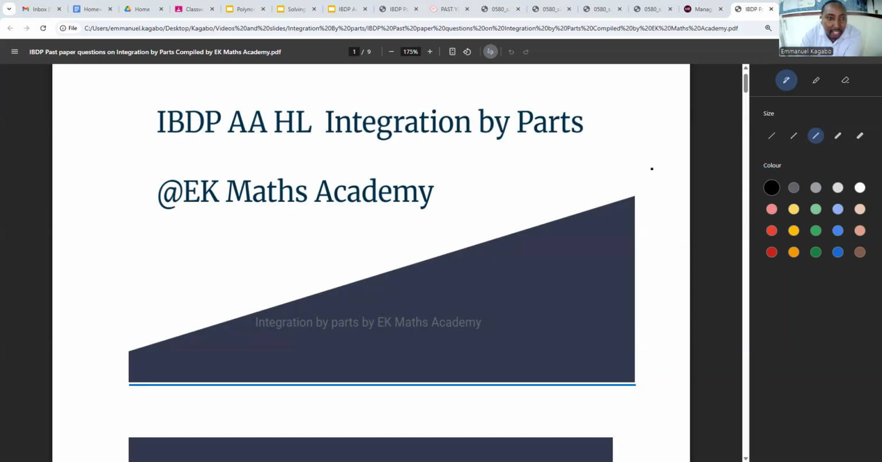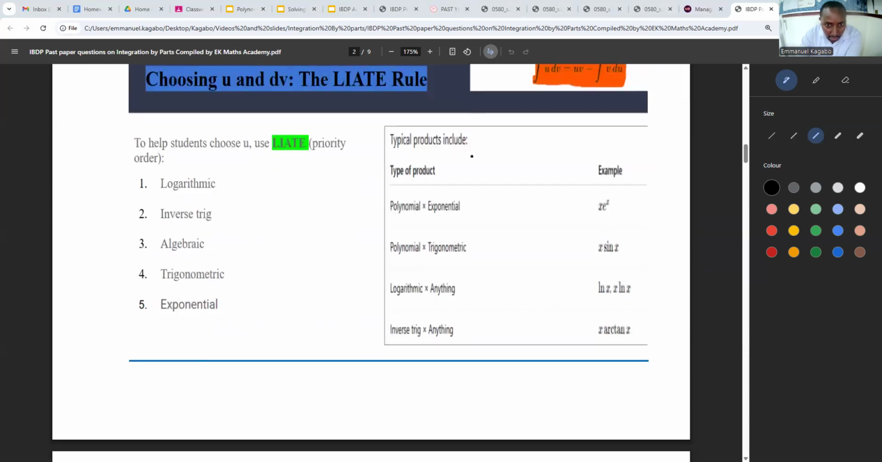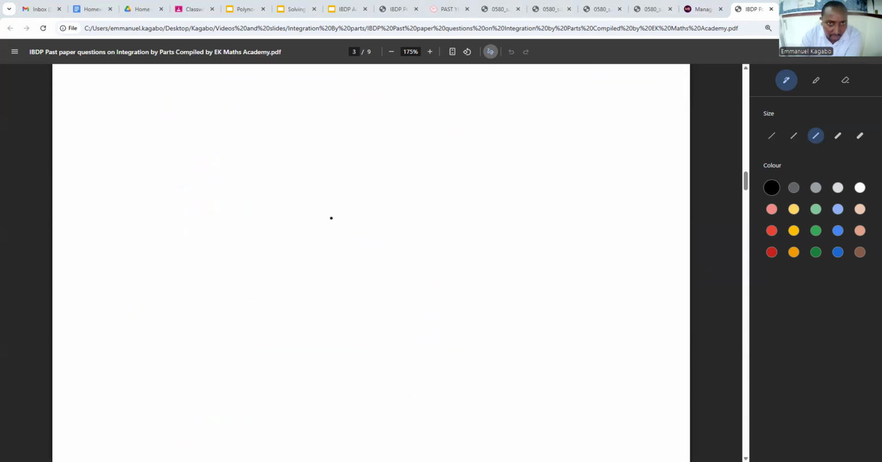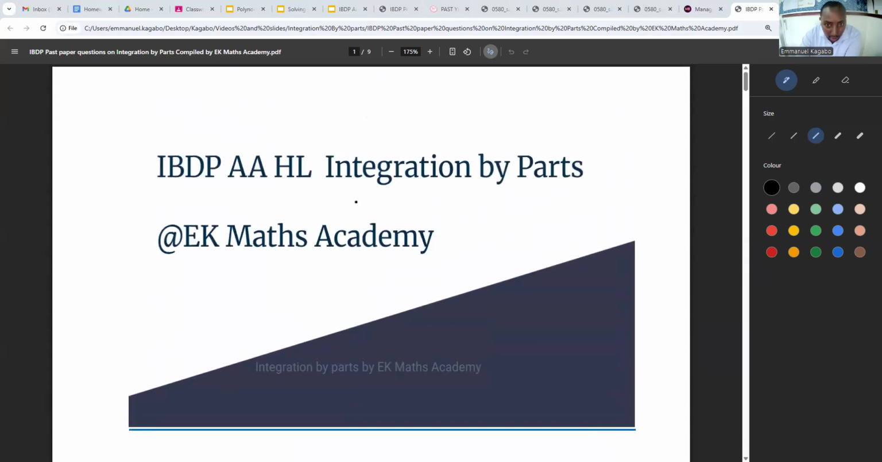Today's topic, we're going to do IBDP past paper questions on integration by parts. And before we do the details of everything and do past paper questions, I would like to review a few things you need to know. So we're going to go through this document. The past paper questions are here. I have very many of them. But let me first review some basics that you need to know about integration by parts.